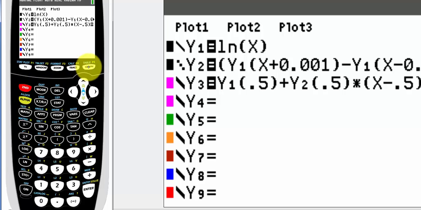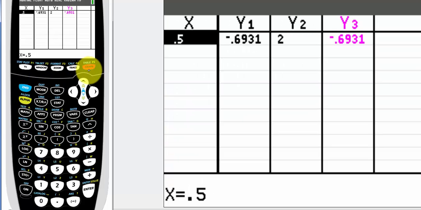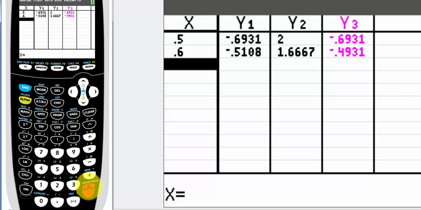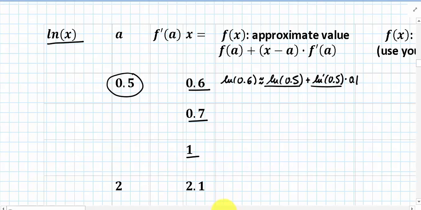So now let's check out the table again, and let's enter in the second one right here, let's enter 0.6. Okay, what do we have? The value of y3 at 0.6 is about negative 0.5, okay? So this right here is about negative 0.7, right? Plus, and we said 2 times 0.1, and this is about negative 0.5.